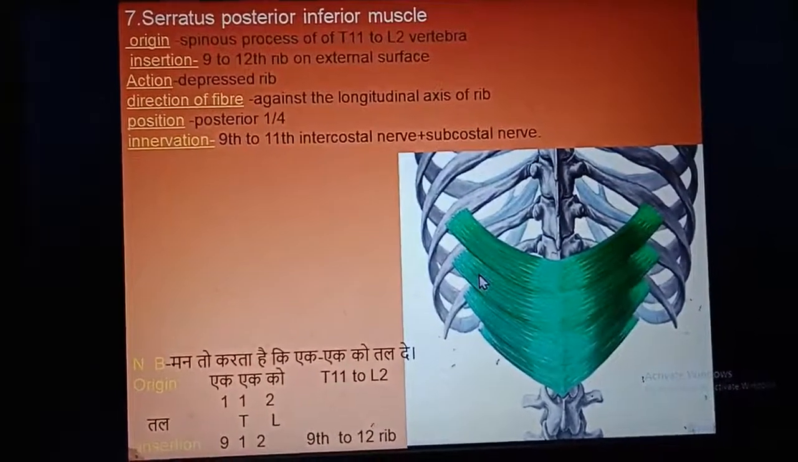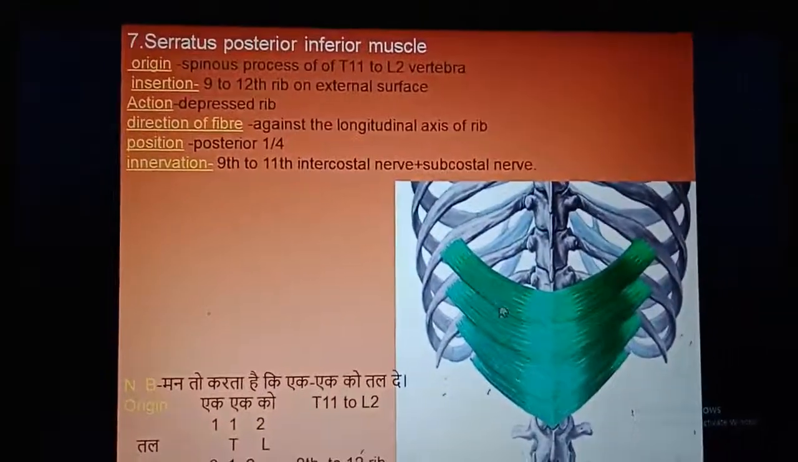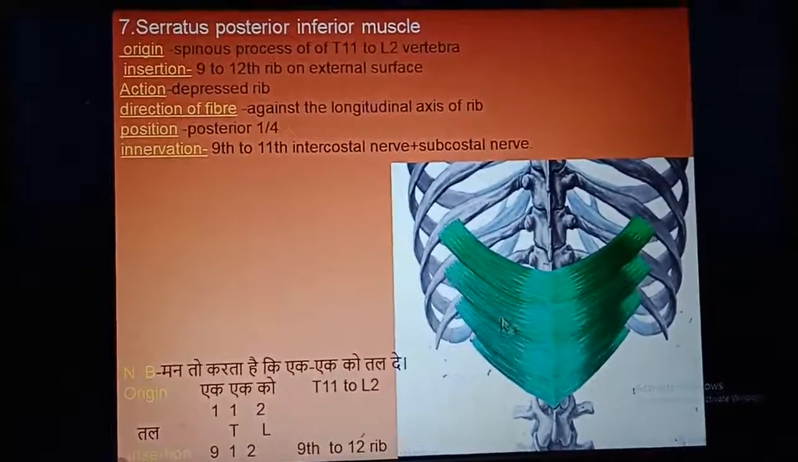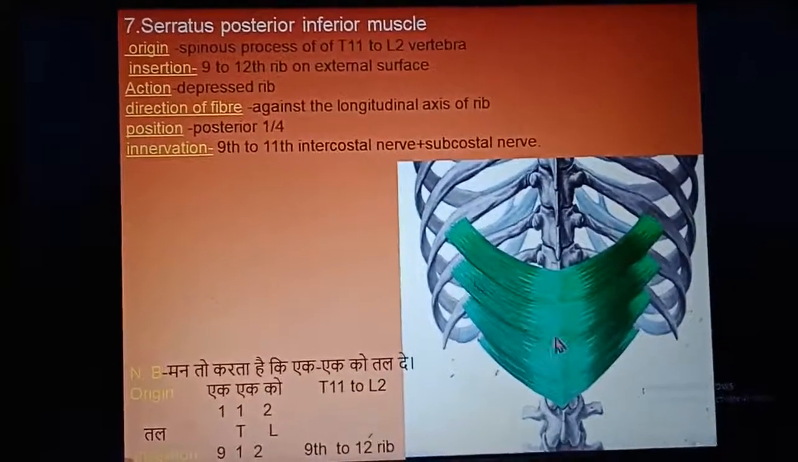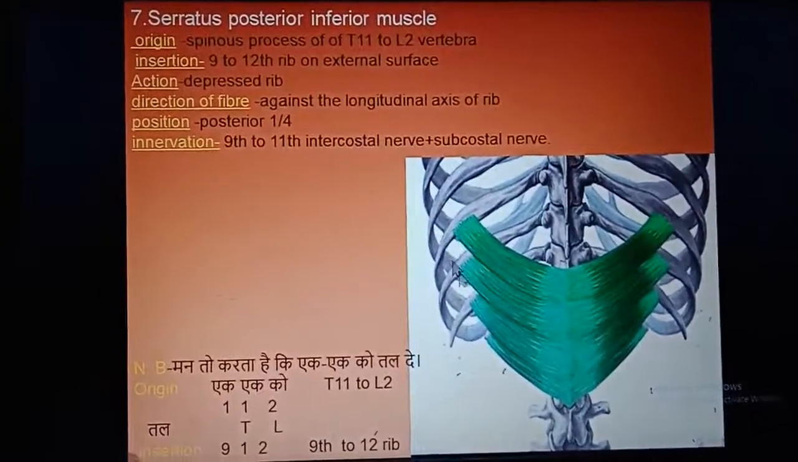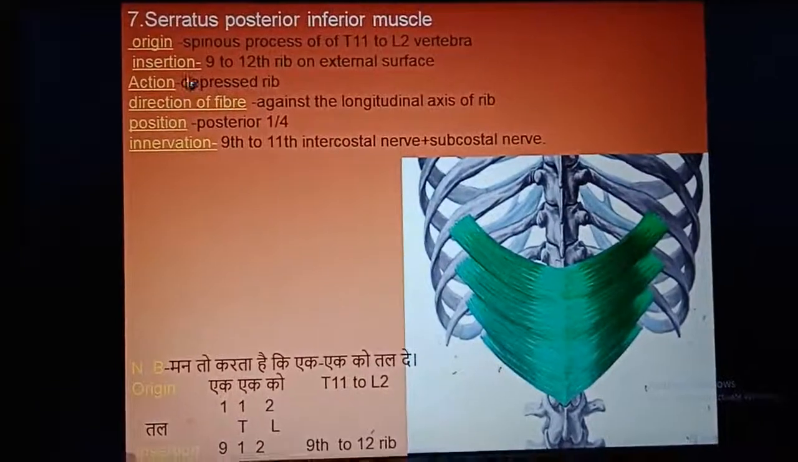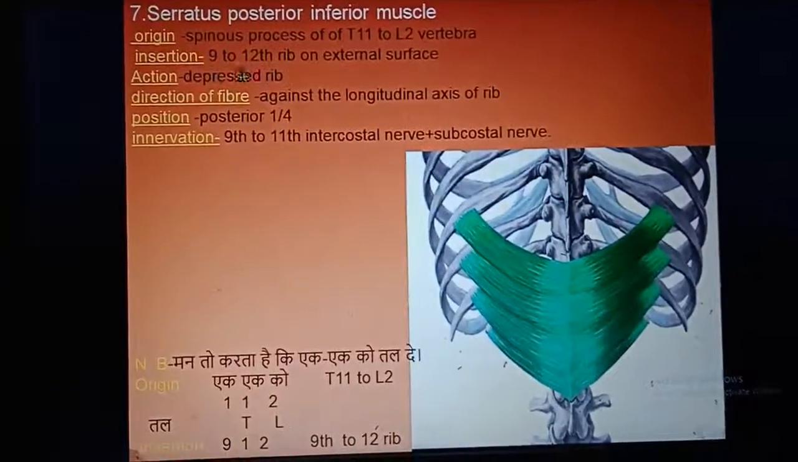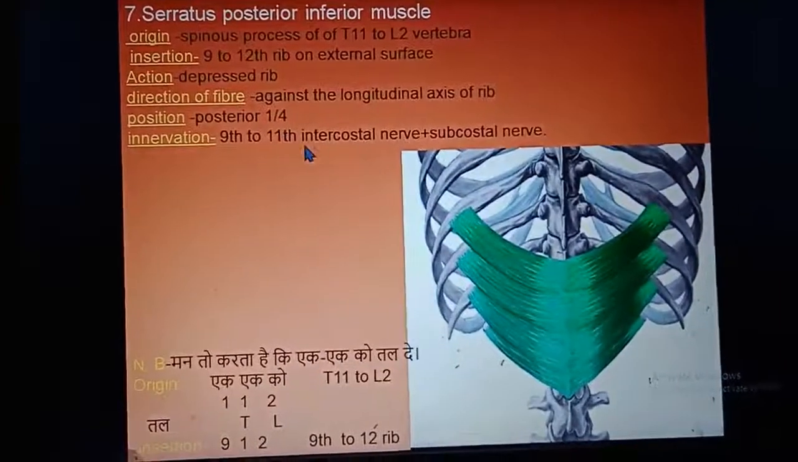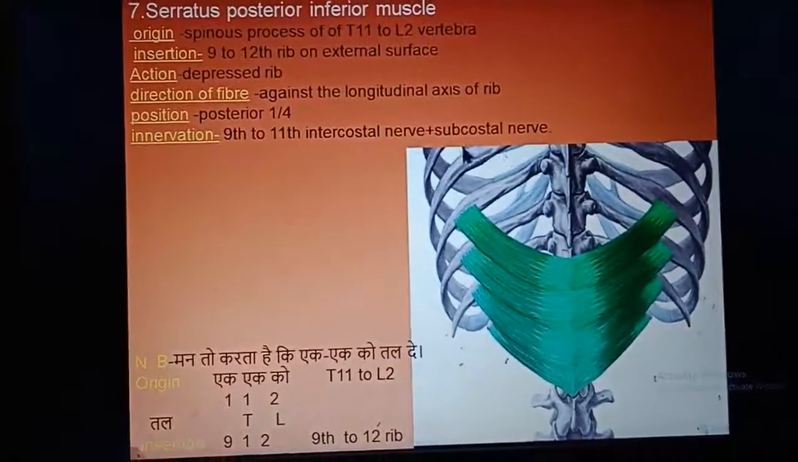Okay, and very clearly seen against the longitudinal axis of rib, so it depresses the rib, helping expiration, and the position is posterior 1/4, and it is going to 9 to 12th rib, so supplied by the 9 to 12th intercostal nerve. As the 12th one is known as subcostal, so 9 to 11 intercostal and subcostal nerve.